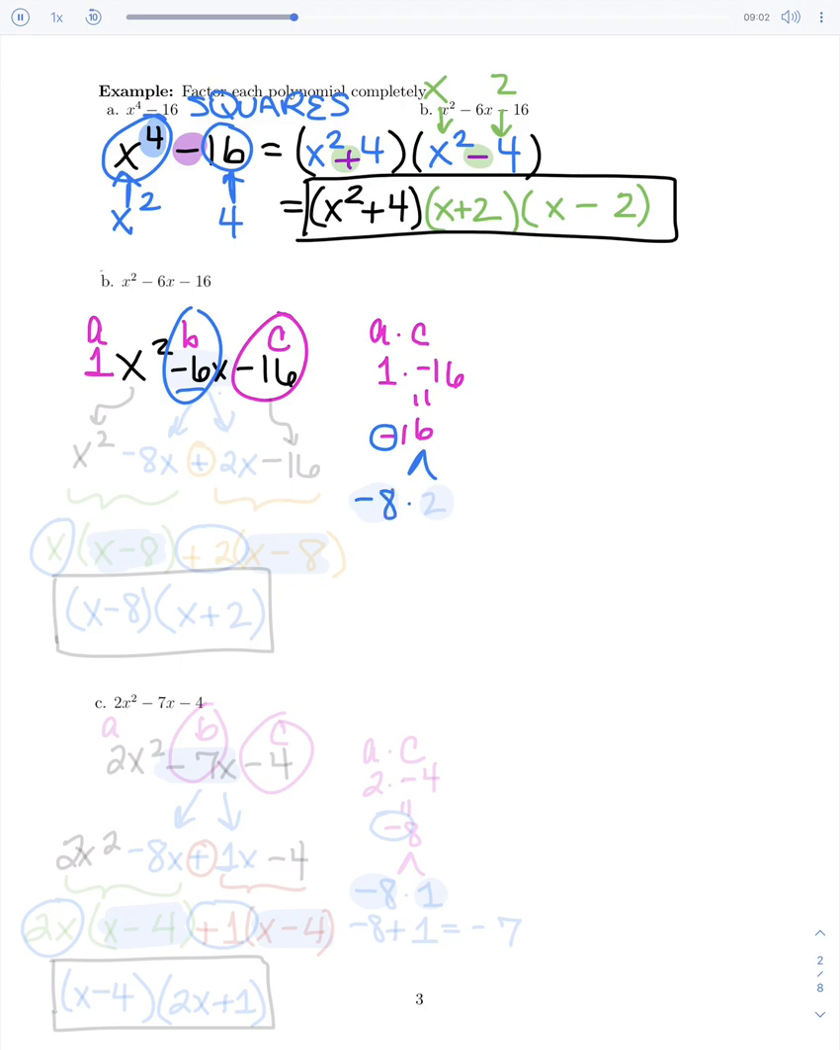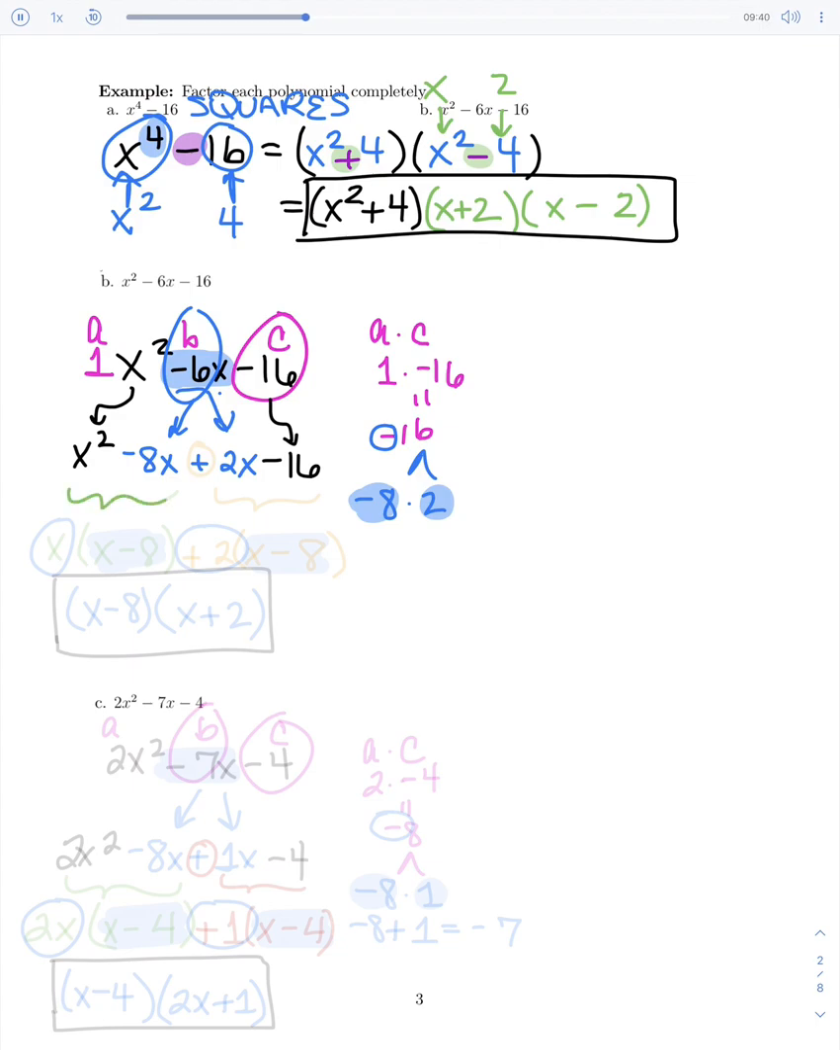Well, that's going to be a negative 8 and a positive 2. So what that lets me do then is break down that middle piece, the negative 6, into a negative 8 and a positive 2. So let's go ahead and do that. That will break down my negative 6x into a negative 8x and a positive 2x. The first part, the x squared, will stay the same. And the last part, the negative 16, will also stay the same. But at least now what I have is 4 terms, so I can do grouping.